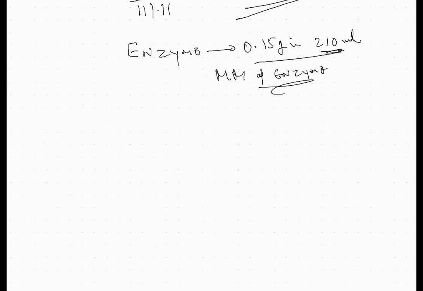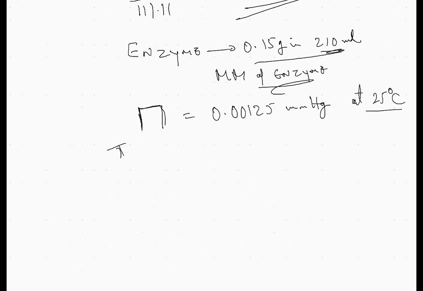They have given us the capital pi, the symbol for osmotic pressure. They have given the osmotic pressure as 0.00125 millimeter mercury, at 25 degrees centigrade. So they have given the osmotic pressure and how many grams in 210 milliliters, and they're asking for the molar mass of the enzyme.